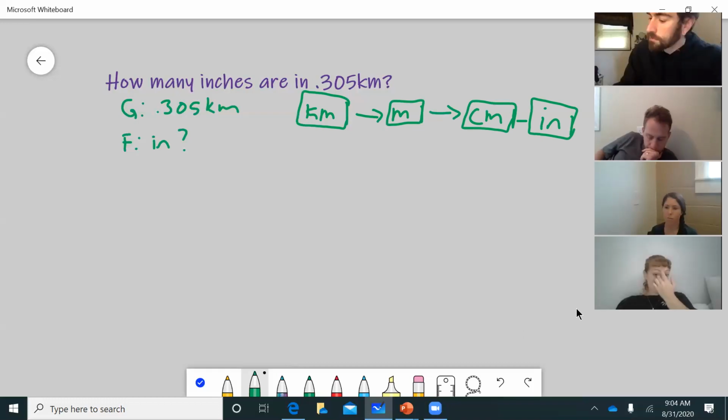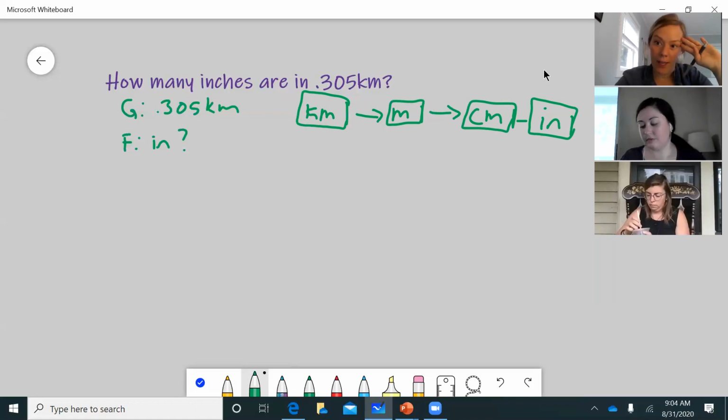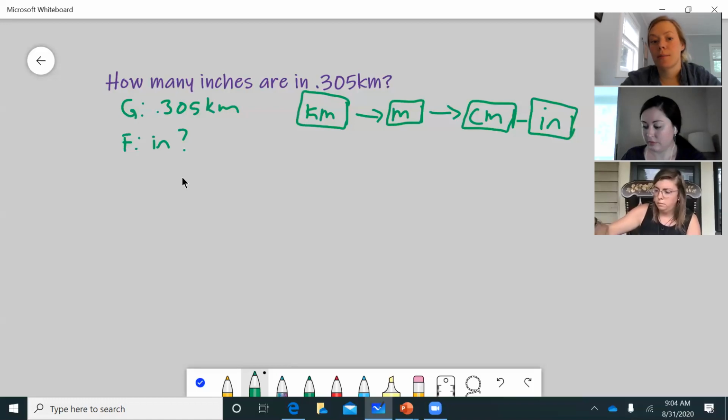No, less steps, more steps? Yeah, okay. The reason that I would do this is because all these conversions are really accessible in my head. I just have them memorized. So that's why I would do that. I have to think about how many kilometers are in a centimeter.